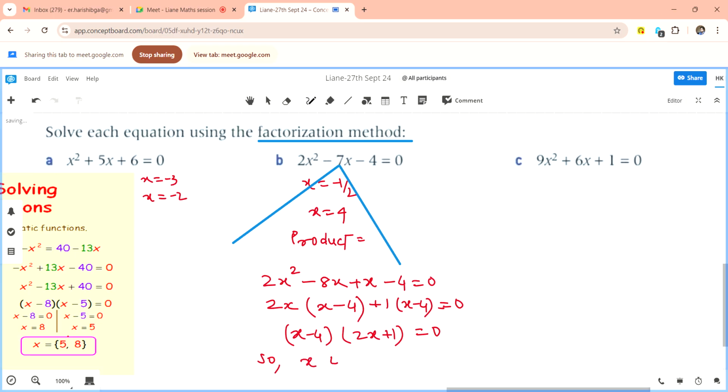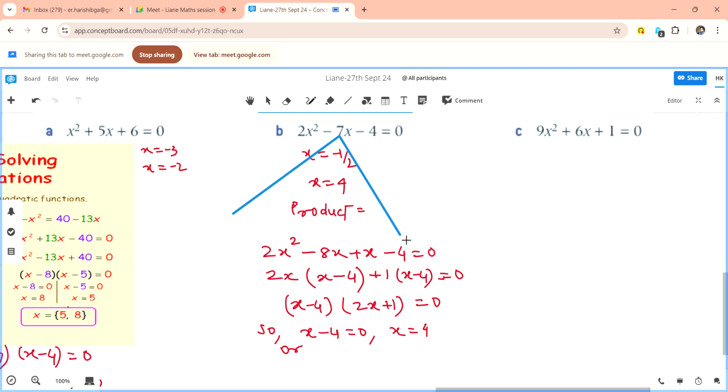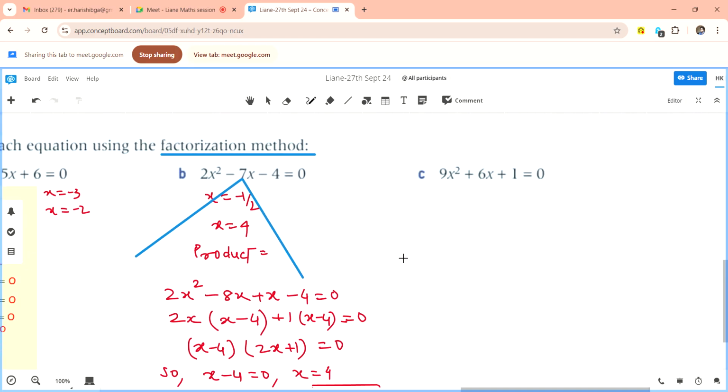So we have either x minus 4 equal to 0, which comes out to be x equal to 4, or we have 2x plus 1 equal to 0, from where we are getting x as -1/2. Okay. Yeah.